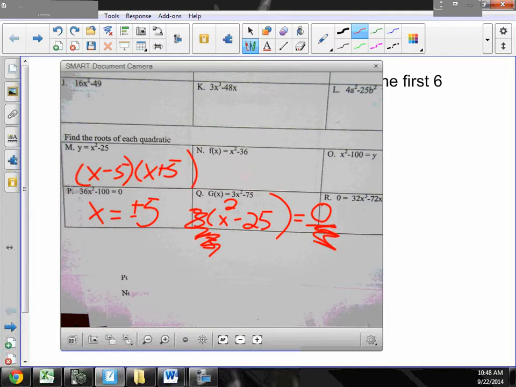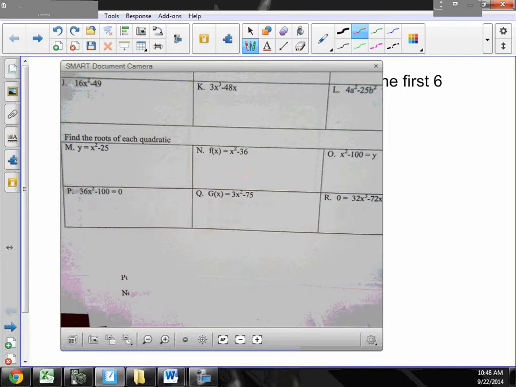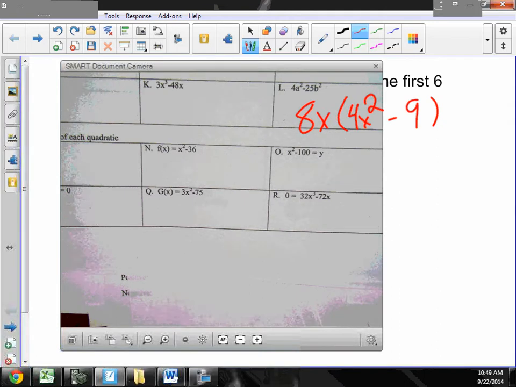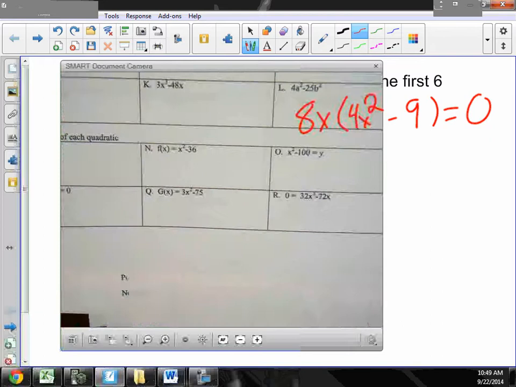But in the next one, we're going to pull something out that does matter. Do we have perfect squares in R? No. What can I pull out? 8 and an x. So 8x, what's left? So 32 over 8 is 4x squared minus 72 over 8 is 9. Okay. Do I need the 8? No. Do I need the x? Yes. So I'm going to erase the 8 and leave the x there.